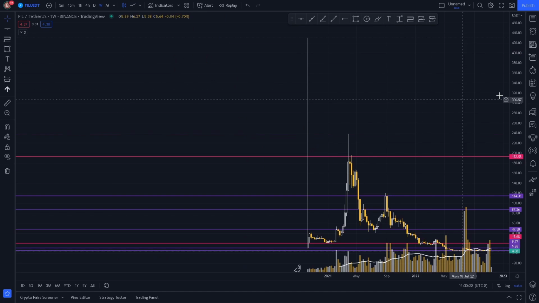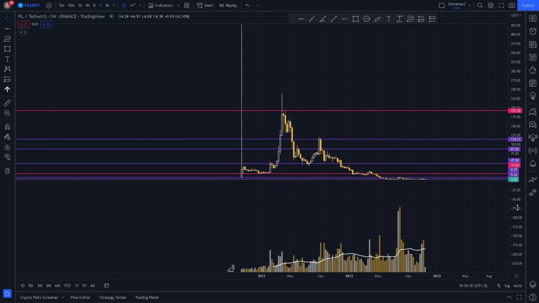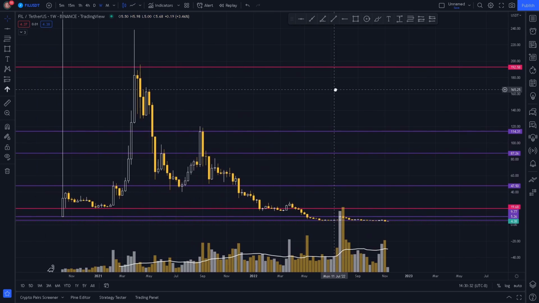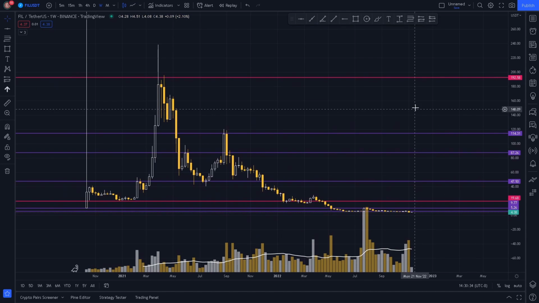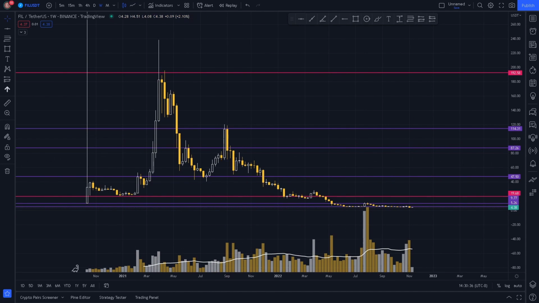So looking at our chart here, these are all the key levels plotted on the monthly and weekly time frame.